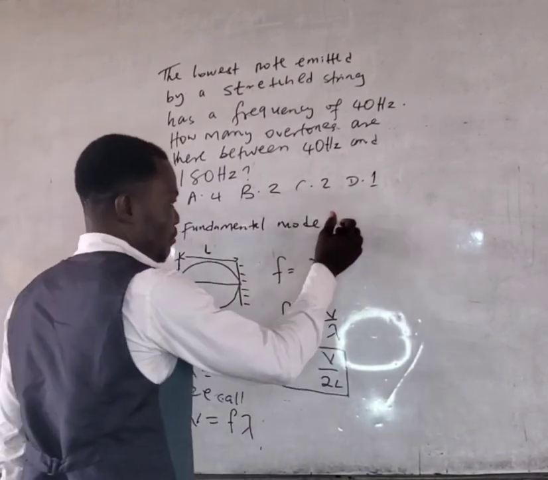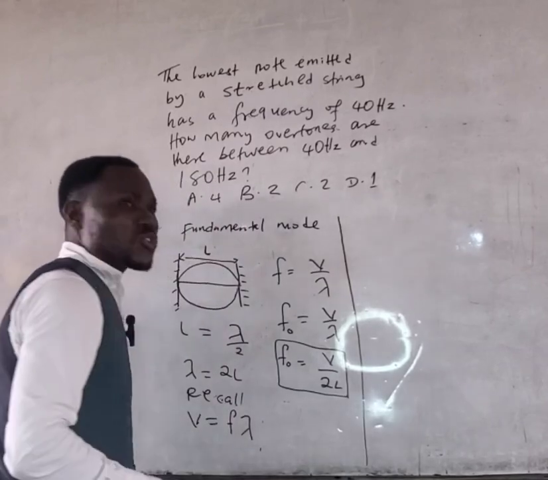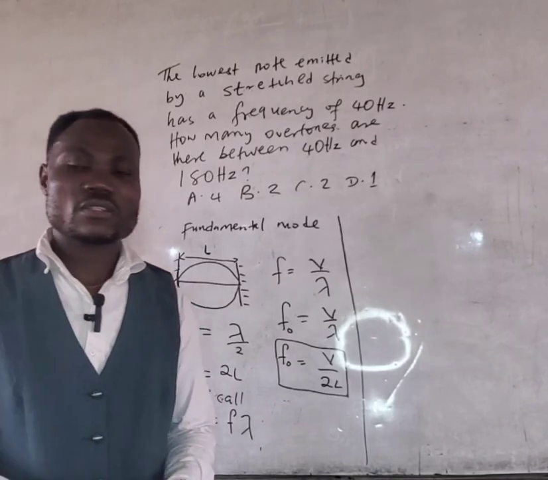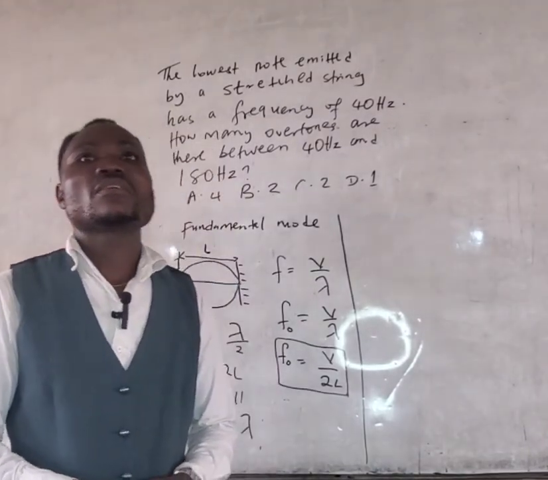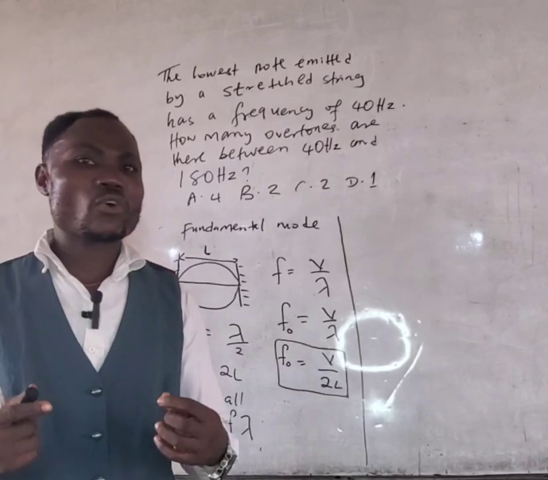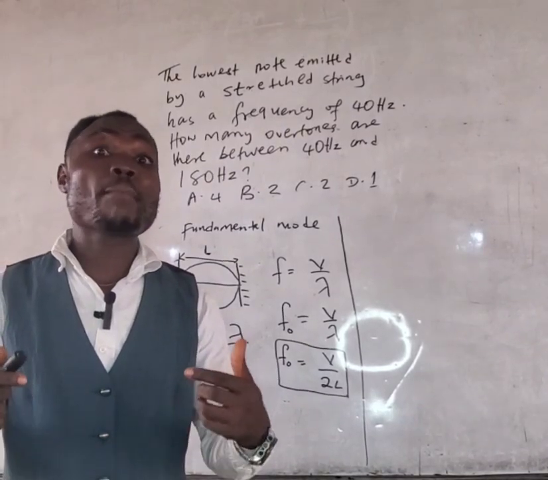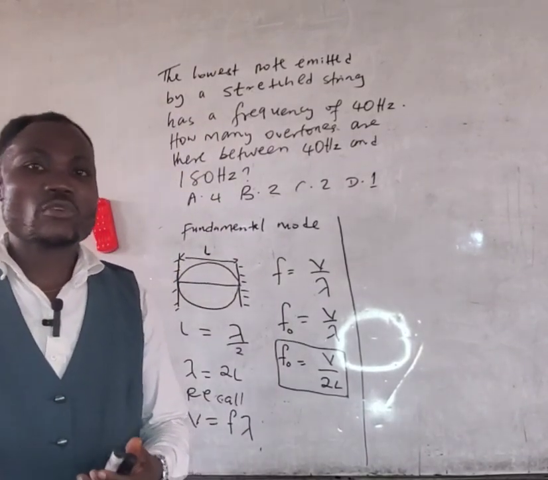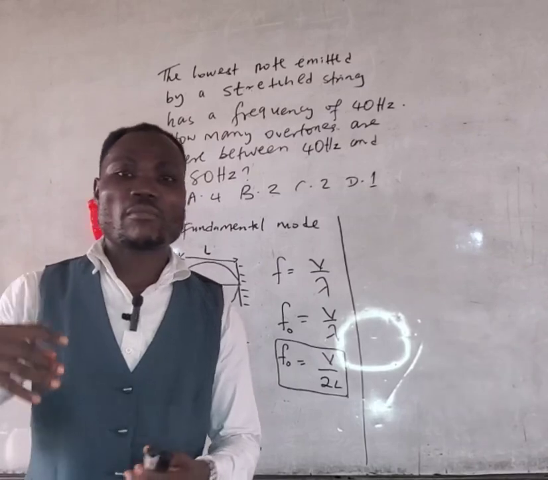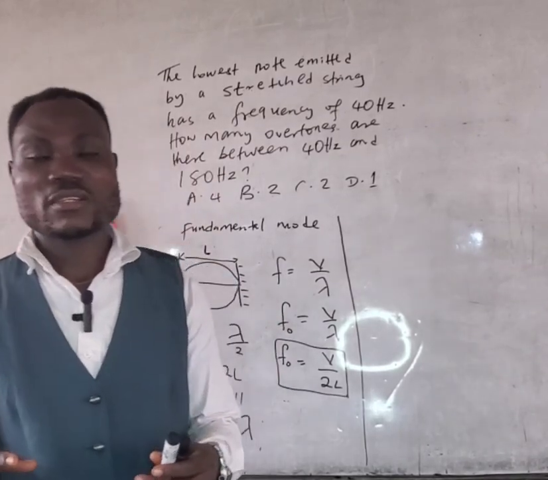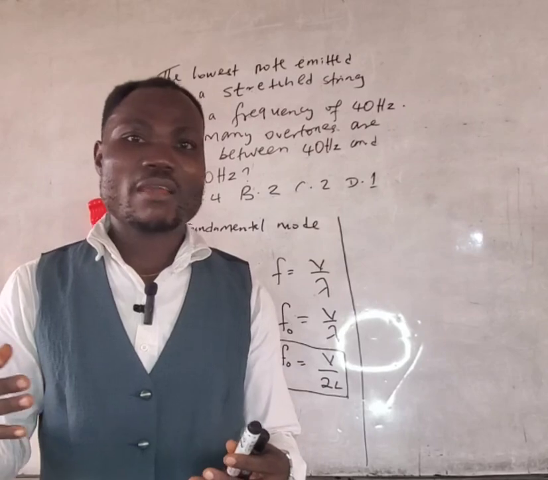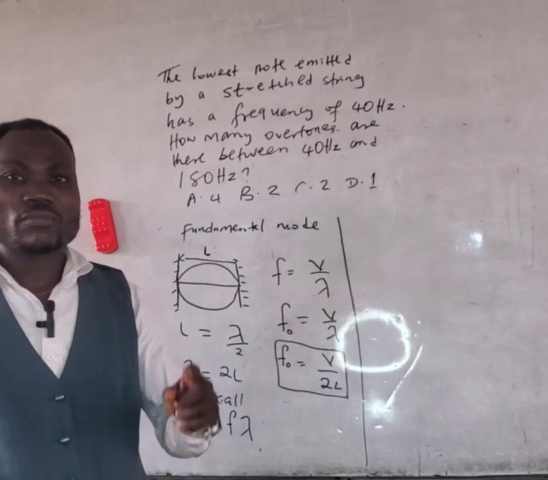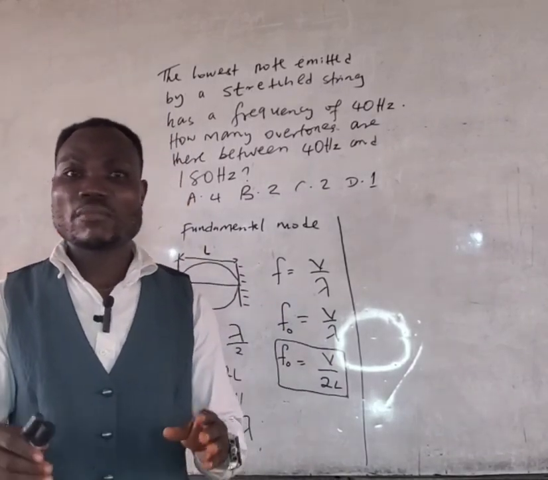Now, when resonance occurs, what is resonance? Resonance is a phenomenon where a body is made to vibrate with a frequency equal to its natural frequency as a result of the impulse received from another body vibrating with the same frequency.